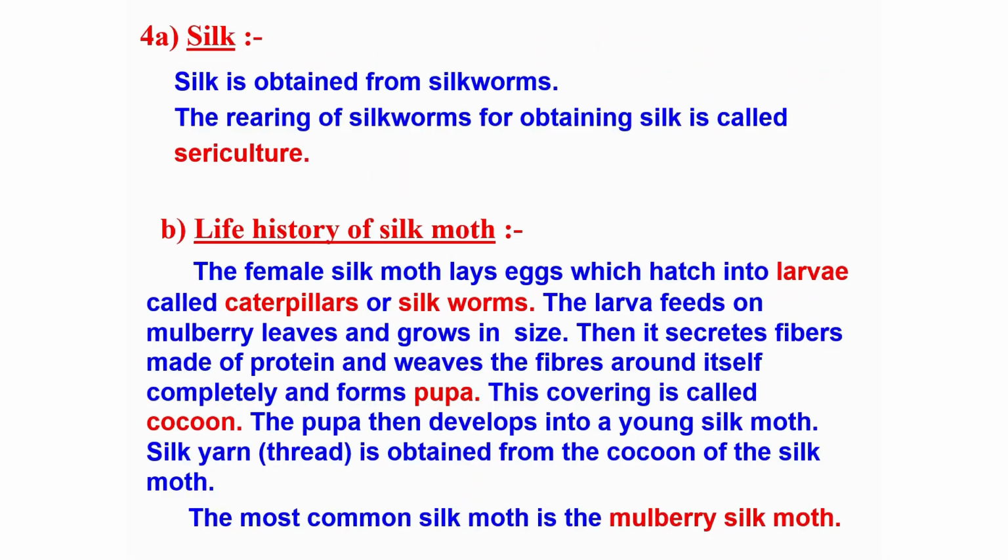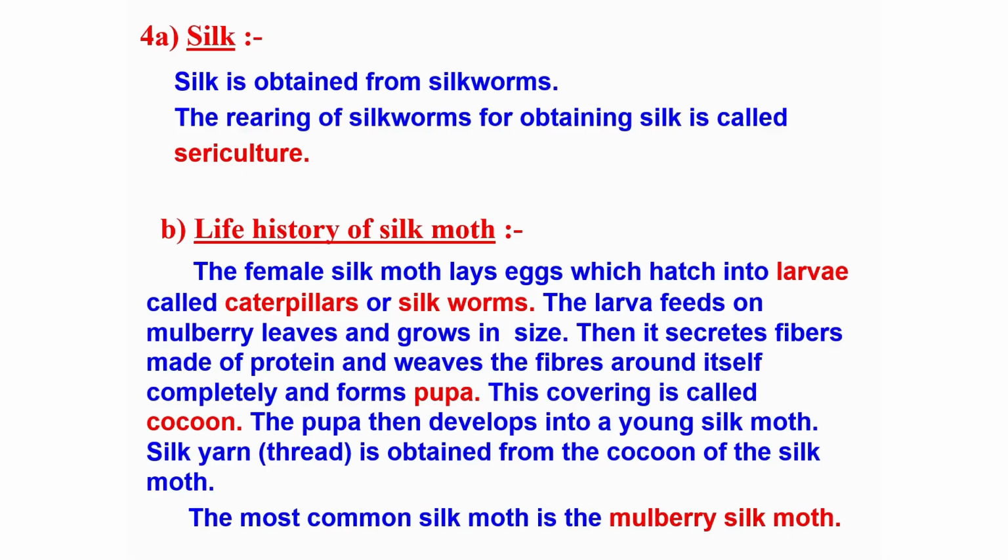Silk. Silk is obtained from silkworms. The rearing of silkworms for obtaining silk is called sericulture. Life history of silk moth. The female silk moth lays eggs which hatch into larvae called caterpillars or silkworms. The larva feeds on mulberry leaves and grows in size.